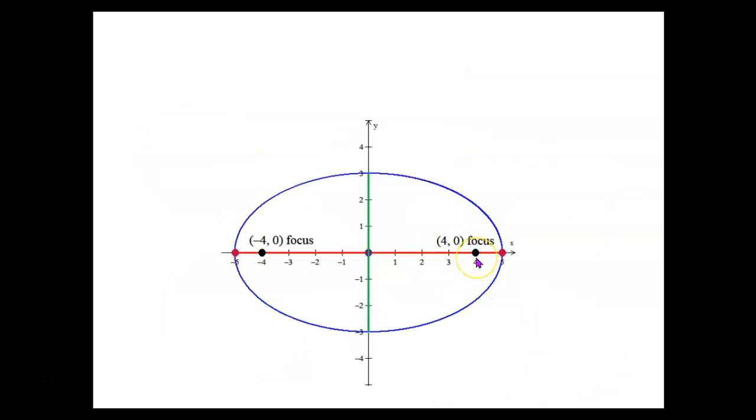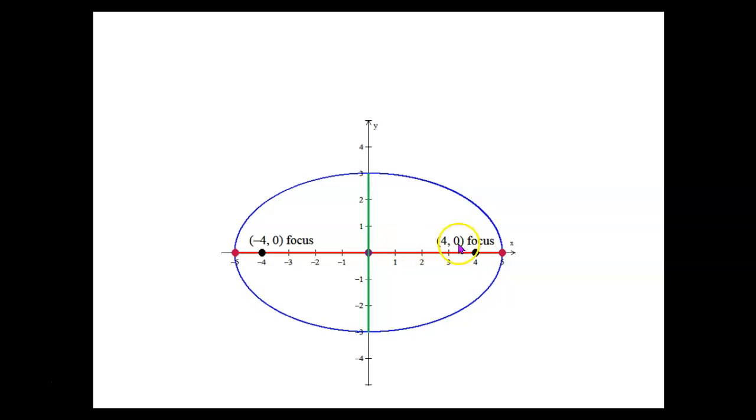An ellipse has 2 points called foci. Each one would be a focus, and then the plural of that is foci. The foci of an ellipse are points that are inside the ellipse on the major axis. With this particular ellipse, there is a focus here at (4, 0), and a focus here at (-4, 0).